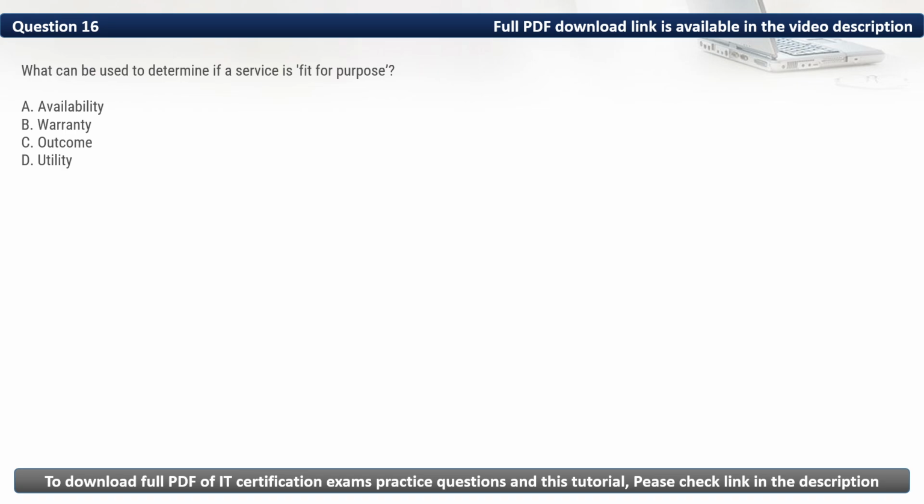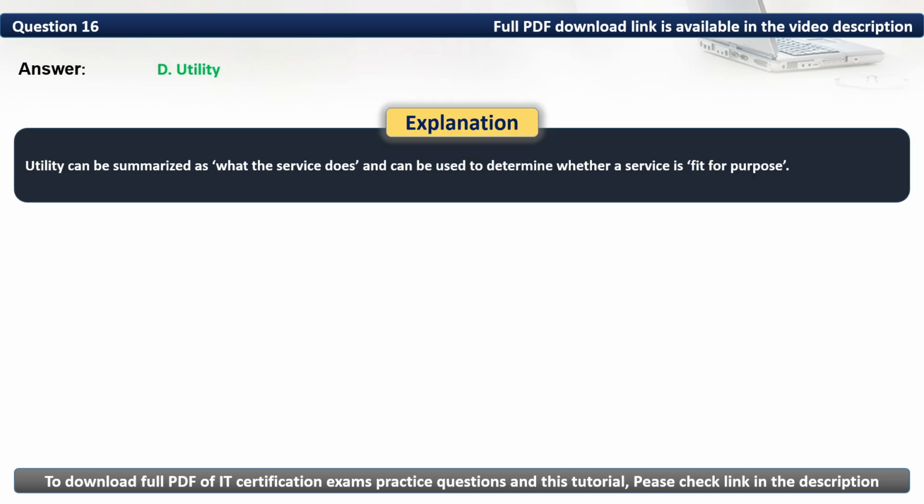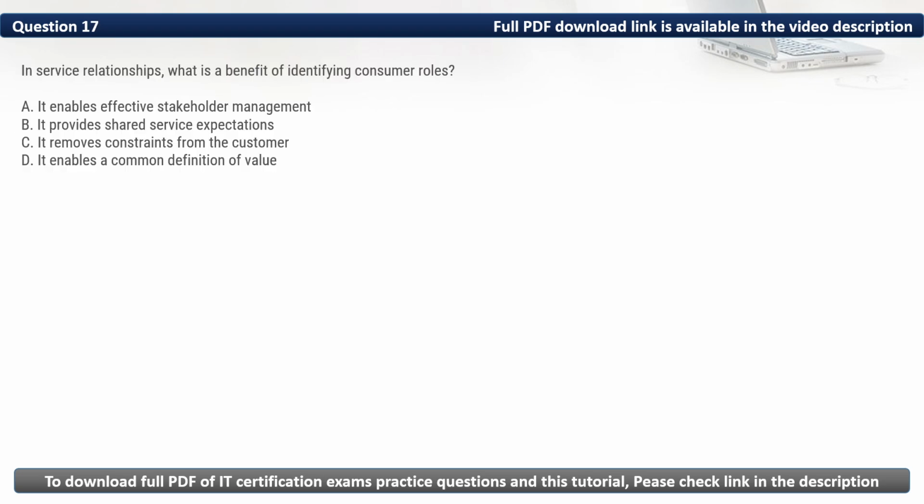Question 16. What can be used to determine if a service is fit for purpose? Utility can be used to determine if a service is fit for purpose. Thus, the correct option is D. Utility can be summarized as what the service does and can be used to determine whether a service is fit for purpose.